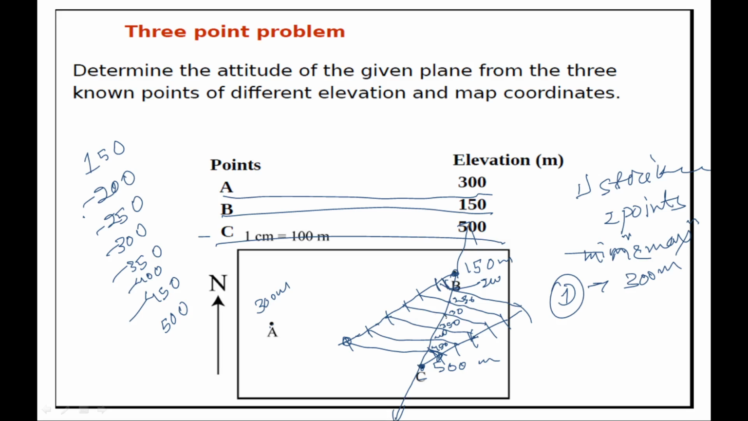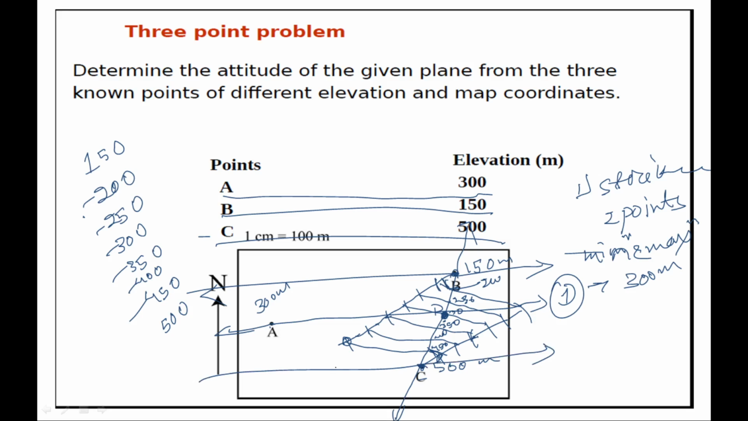So you have found the 300 point here. These 2 points A and D, this is your D. Then you have to join A and D. This line is the strike line at 300, this is 150. Then you have another strike line at 500, okay.